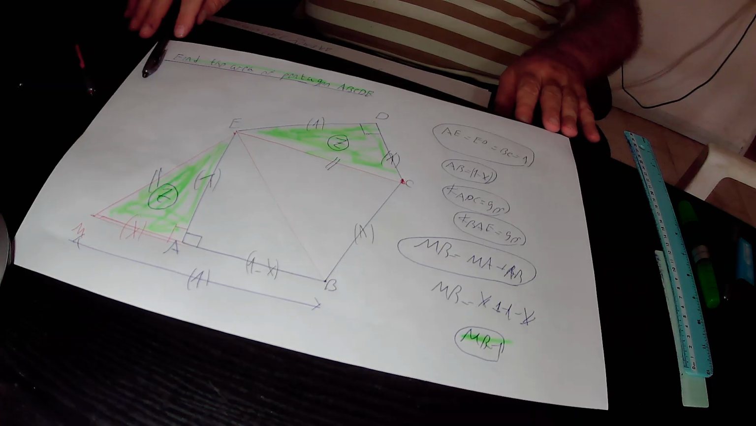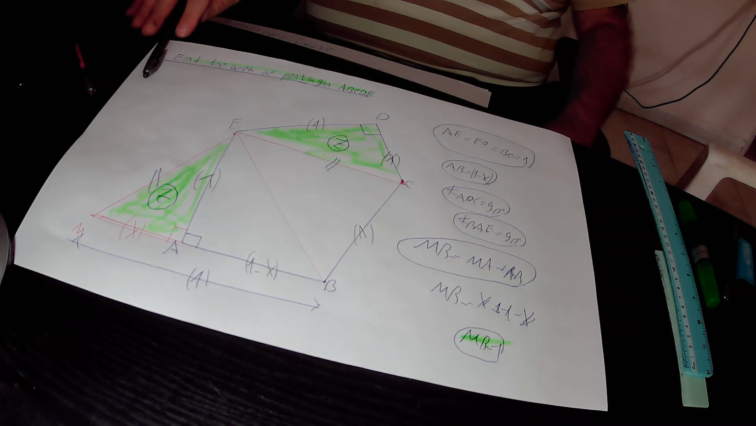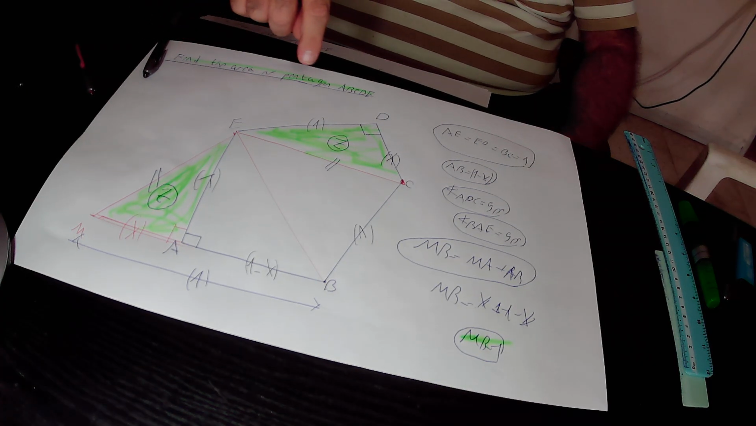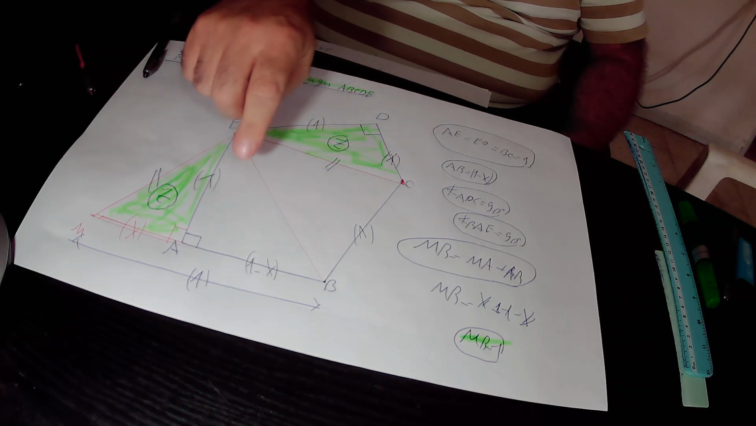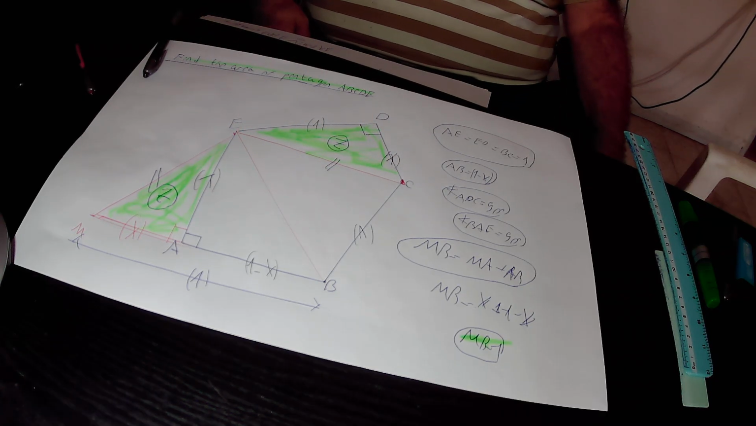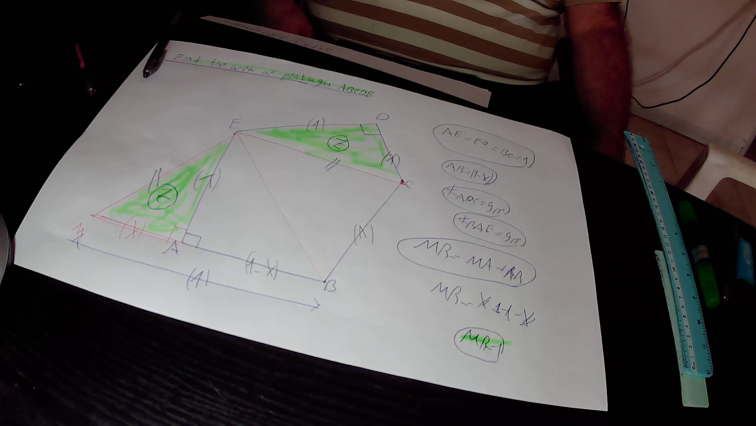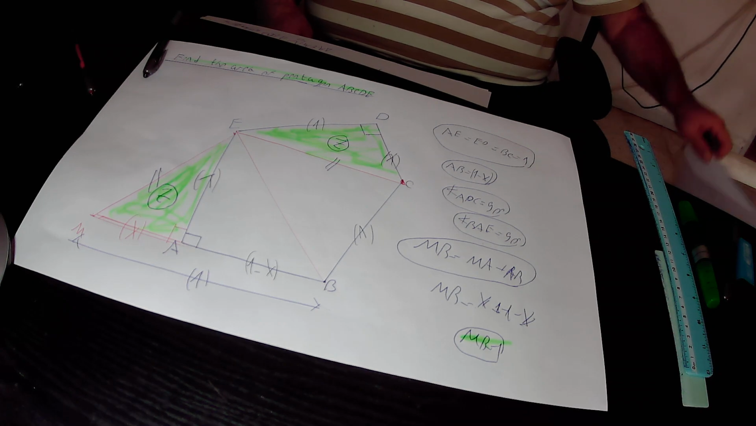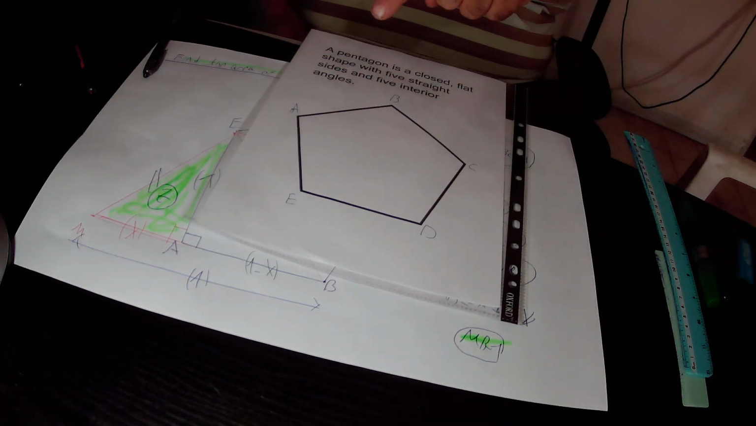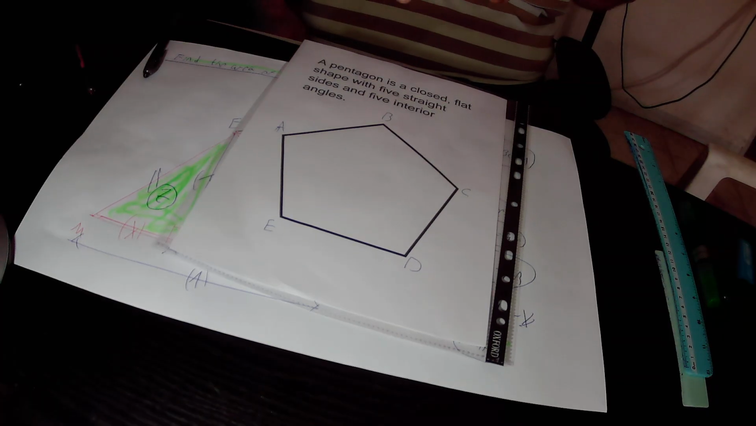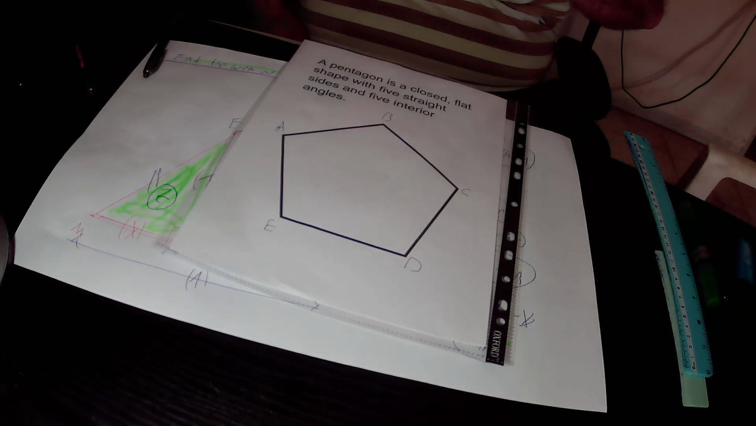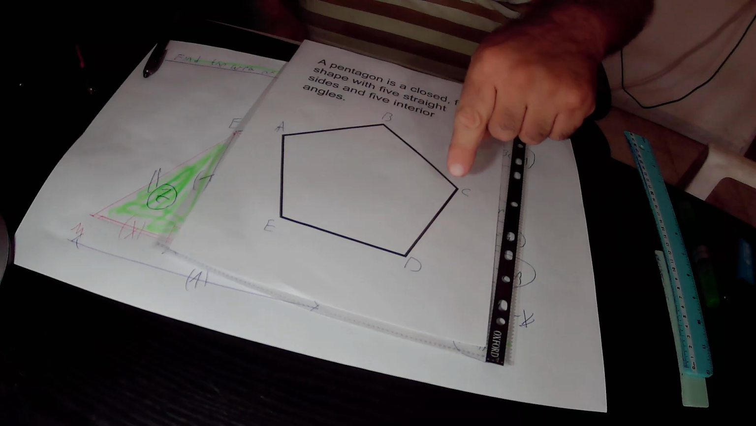In the first question, our task is to find the area of this pentagon ABCDE. So, what is a pentagon? A pentagon is a flat closed shape with 5 straight sides and 5 interior angles. This is pentagon ABCDE. It has 5 sides: 1, 2, 3, 4, 5, and 5 interior angles: 1, 2, 3, 4, 5.